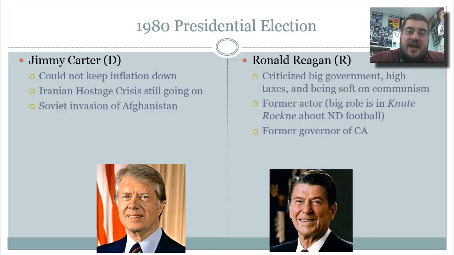Ronald Reagan, on the other hand, criticizes the big government and the high taxes and being soft on communism. So basically all the things conservatives want, he is the ultra-conservative president. He's a former governor of California, and he's a former actor. He acted in a lot of B movies or low-budget movies. Today it would be the equivalent of a straight-to-DVD movie. His big role is in Knute Rockne about Notre Dame football. And so he has that connection to northern Indiana. But other than that, Reagan wins overwhelmingly, and we will discuss his policies next time.